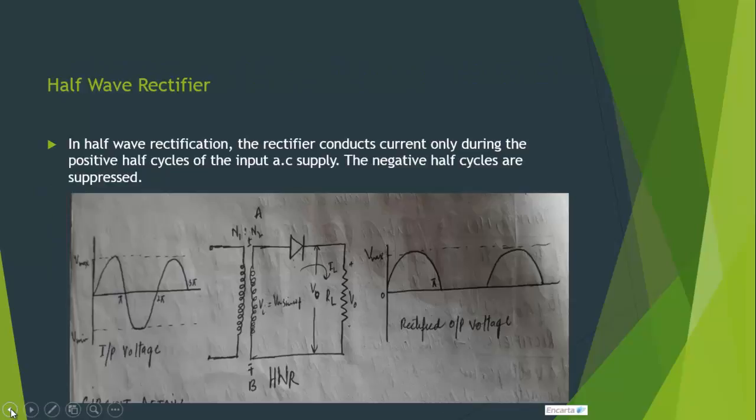Now coming towards the operation of the half wave rectifier, the AC voltage across the secondary winding changes polarities after every half cycle. Here you can see end A and end B. So during positive half cycle of the input AC signal, that is input voltage, end A becomes positive with respect to B. This makes the diode forward biased, hence it conducts current during the positive half cycle.